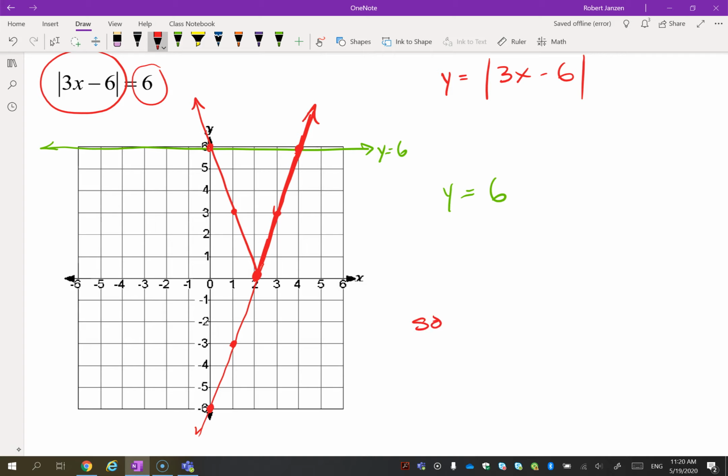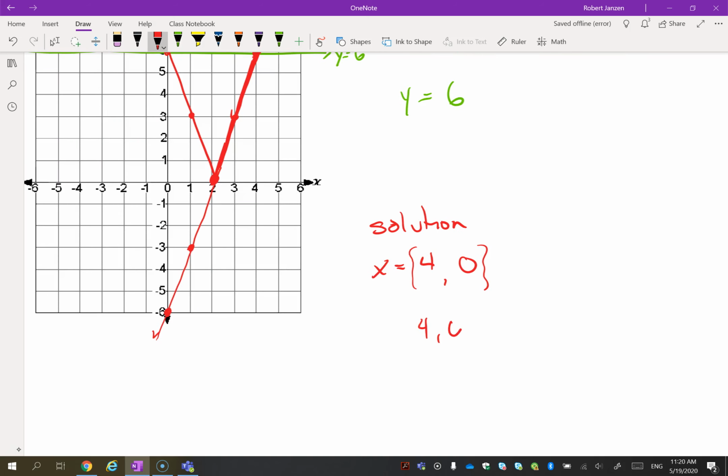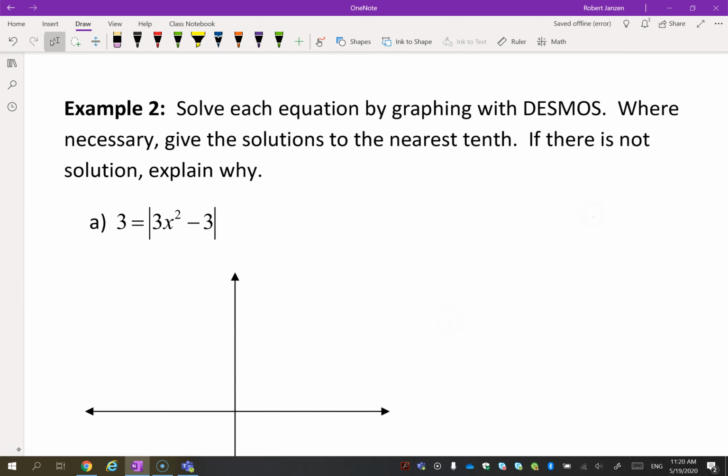So the solution would be x is 4 and x is 0. Those are the 2 points. By the way, if you said this, that would be incorrect, right? That's a point. I'm giving you 2 values of x. That's why I use set brackets. Okay, so that's the first one. Let's try a couple more.